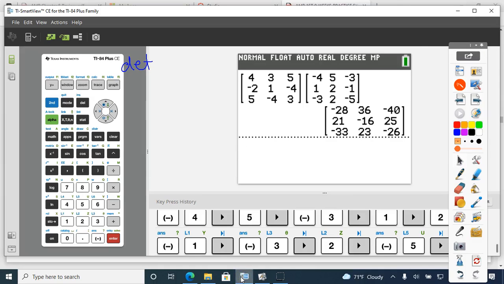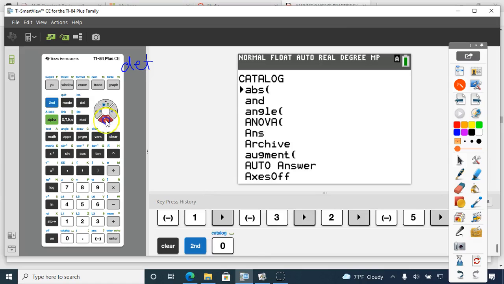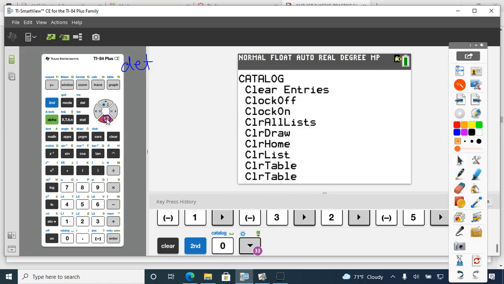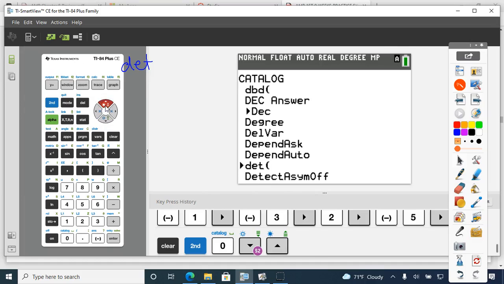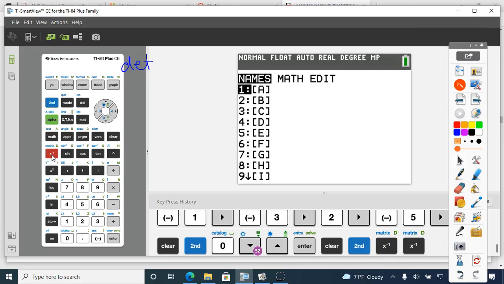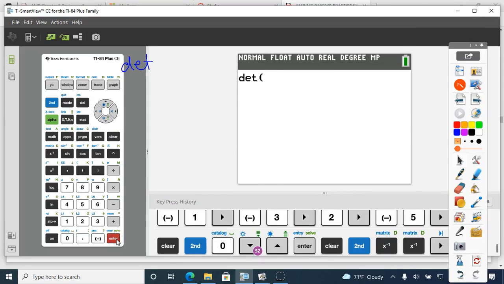So, I go to my calculator. I have to find the determinant button, okay? If you forget where it's at, remember, everything is in the catalog. So, you can hit 2nd 0 for catalog, and just scroll down until you see the determinant. DET is what you're looking for. Keep going. All right, we're at the D's. There it is. DET. There's determinant, okay? Another way of getting there that's a little quicker is you go to your matrix button, which is second and x to the -1, and you scroll over to math, and it's the very first one, DET, okay? Determinant.